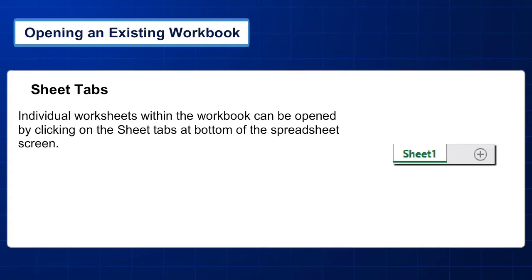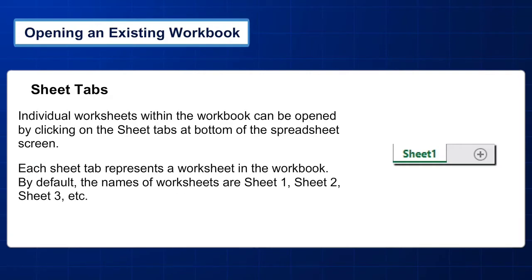Individual worksheets within the workbook can be opened by clicking on the Sheet tabs at bottom of the spreadsheet screen. Each sheet tab represents a worksheet in the workbook. By default, the names of the worksheet are Sheet 1, Sheet 2, Sheet 3, etc. You can rename the worksheet.